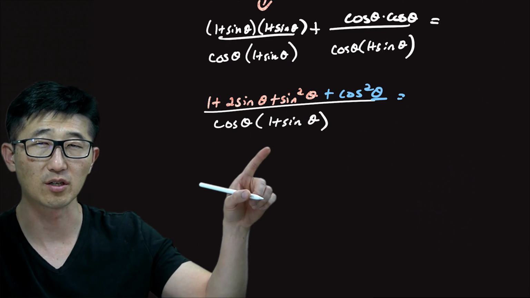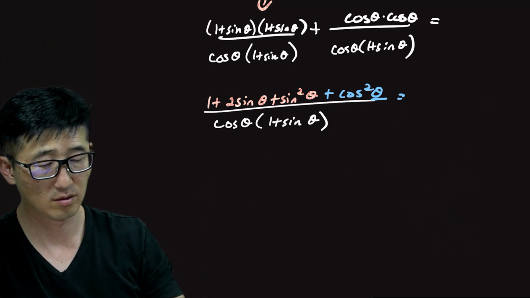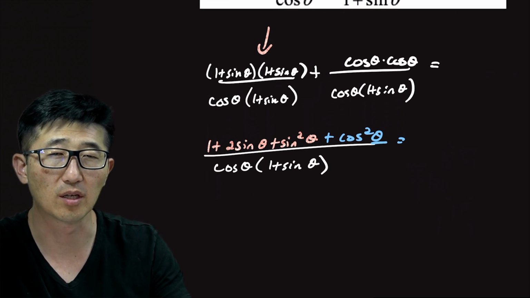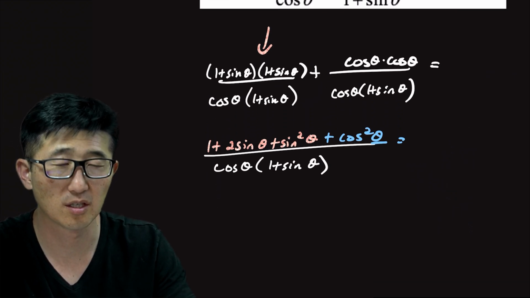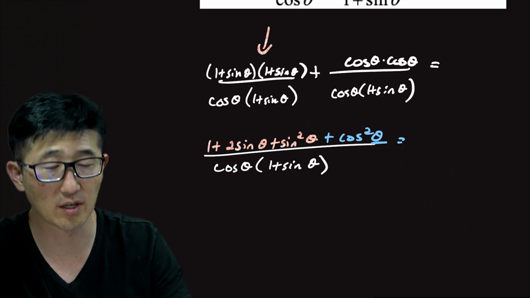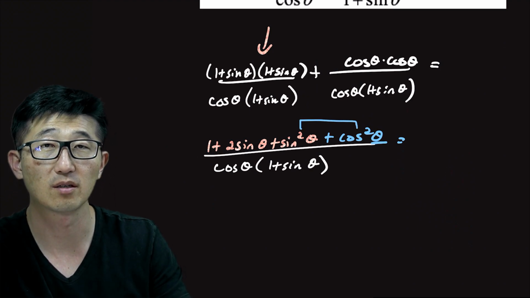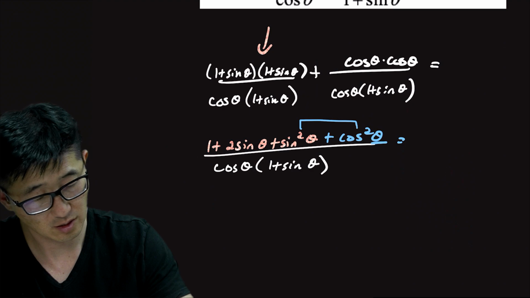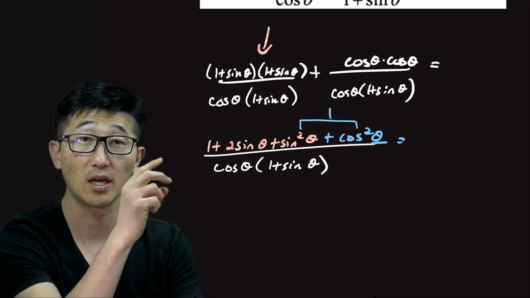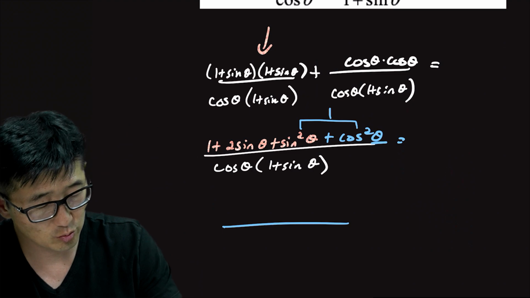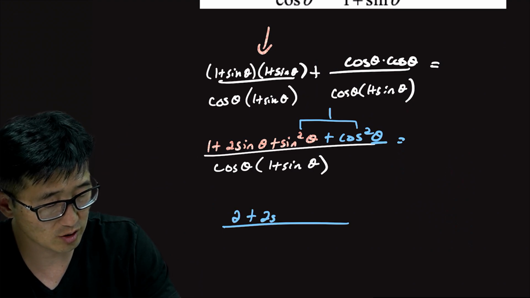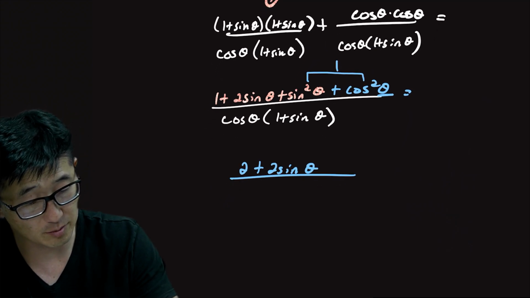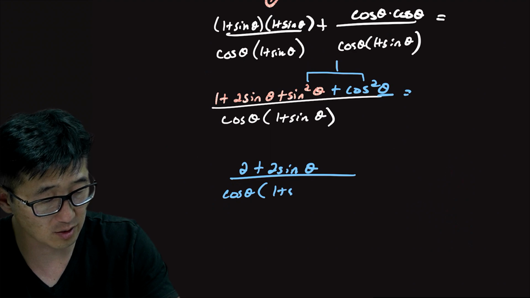Tell me when you're here. Are you here? Yes. Okay. Now, is there something we can just cancel out immediately, or combine or simplify? Do you notice that these two right here should equal what? 1. There you go. That's a 1. And then 1 plus the 1 in the front will make a 2, right? So the numerator will have 2 plus 2 sine theta. Oh, and then the denominator is cosine theta, 1 plus sine what?